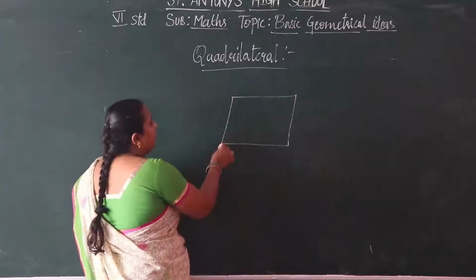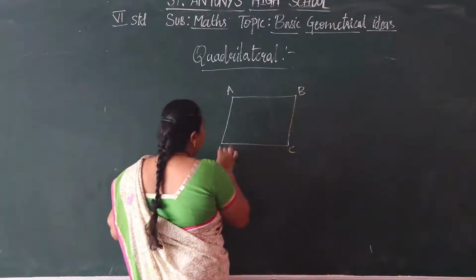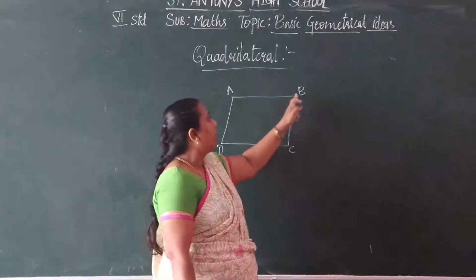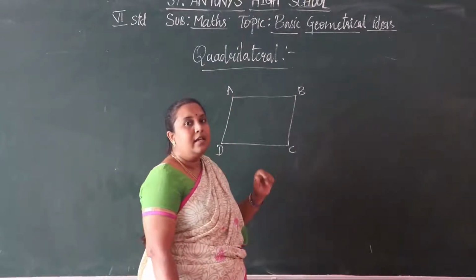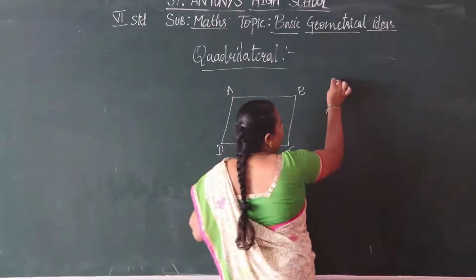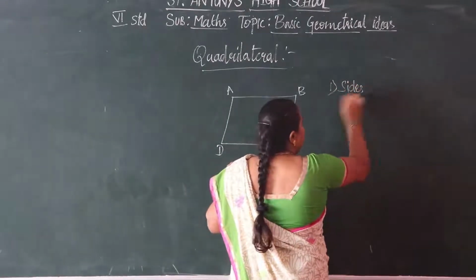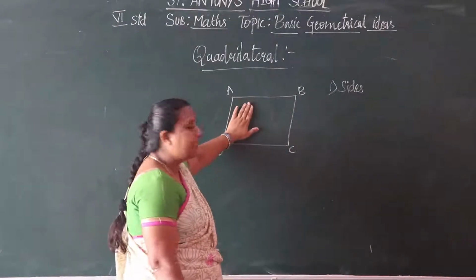Okay, now we have A, B, C, and D. See, four-sided: A, B, C, C, D, and D, A. Now from here onwards, what are the parts of the quadrilateral? First one, we can write sides. What are the sides here?